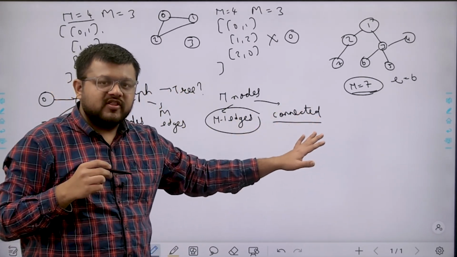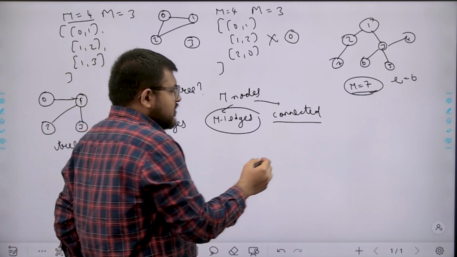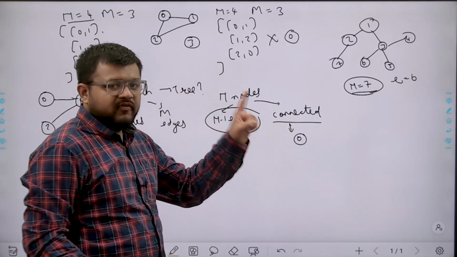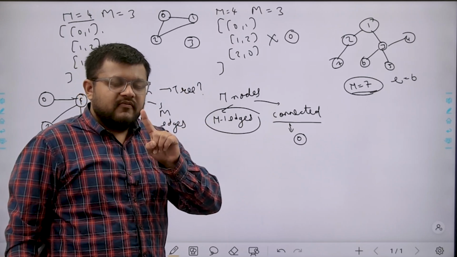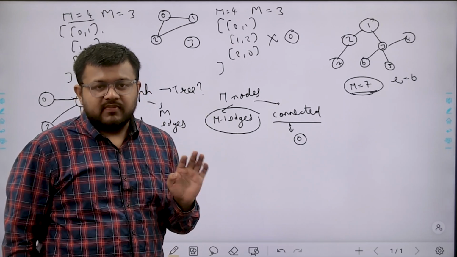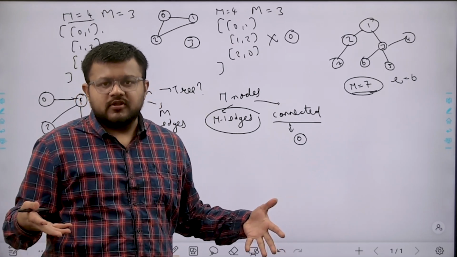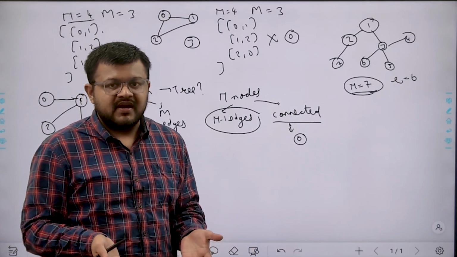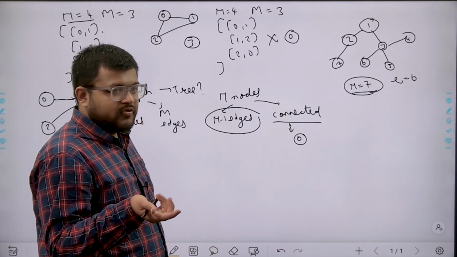Now how will we check whether the graph is connected or not? We will run a DFS starting from index 0. If in one DFS we can visit all the other nodes, it means the graph is connected, right? Because from 0, if you can visit all the other nodes and the edges are undirected, it means every pair of vertices is connected, right? There is a path between every pair of vertices.